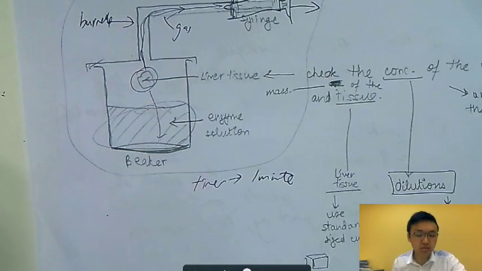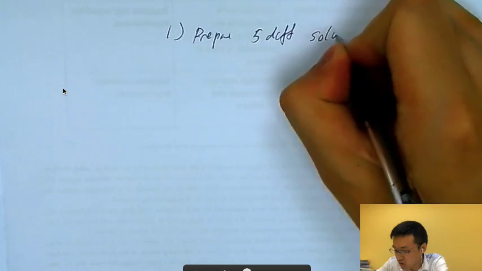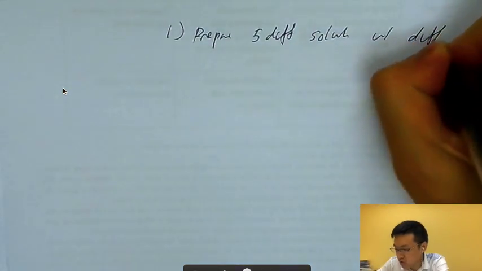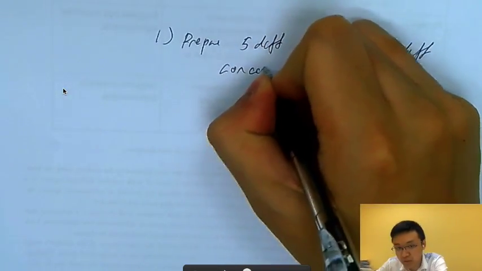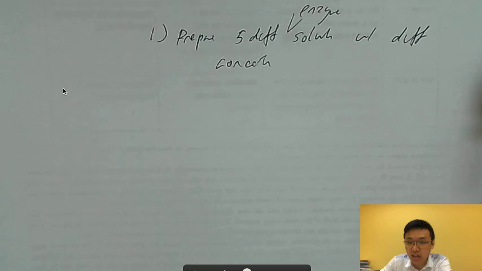So now let me teach you how to write the steps. Exactly what are the steps in your write-up? In your lab, like in your method. So first, you want to talk about how you prepare 5 different solutions with different concentrations. I'm going to be brief here, and write it up. Just pay more attention to detail. Well, 5 different enzyme solutions. You need to explain how you prepare them.